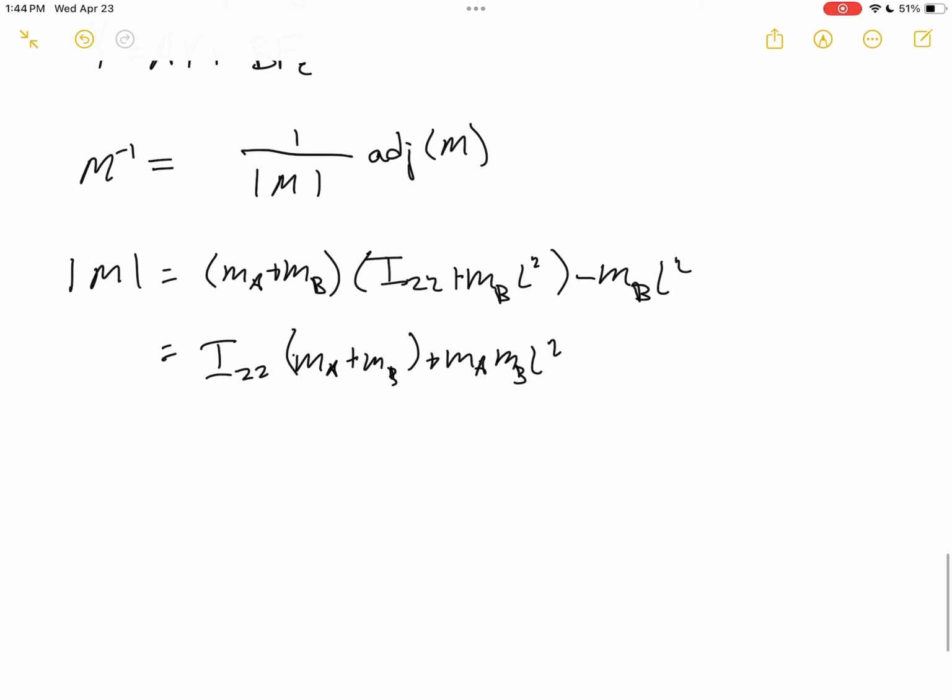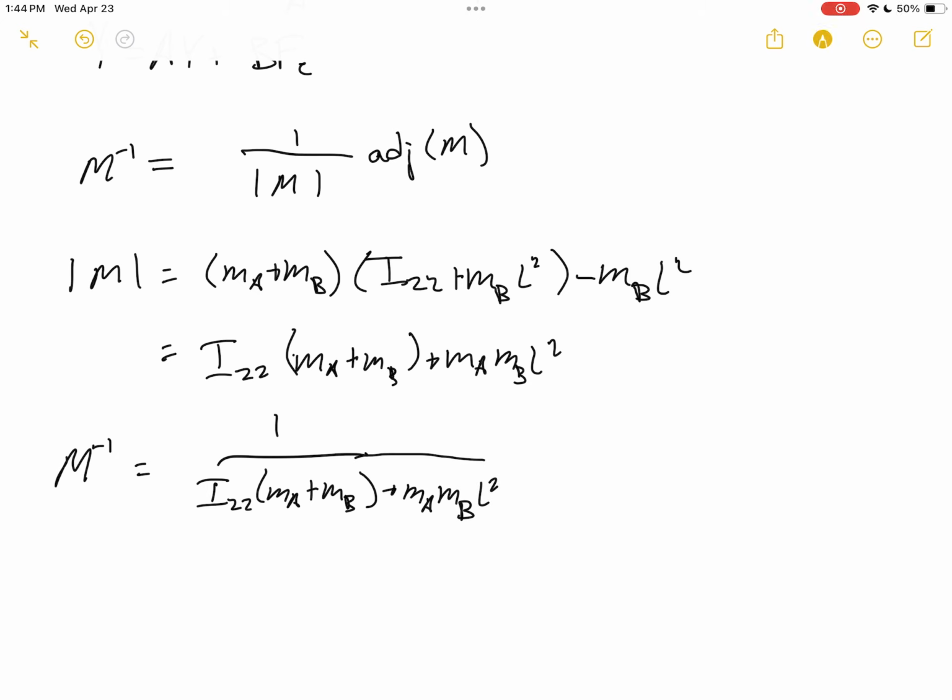And then we can rewrite this. The inverse of the matrix M is equal to 1 over that determinant, Izz (ma plus mb) plus ma mb l squared. That is all underneath the fraction. And then the adjoint will swap the diagonals, Izz plus mb l squared.